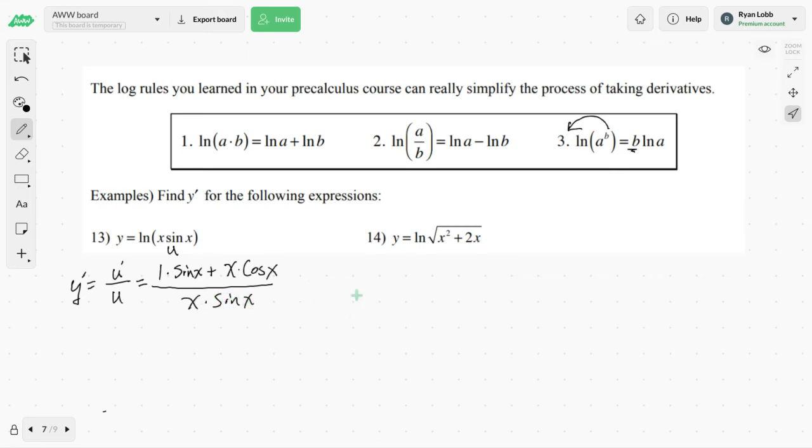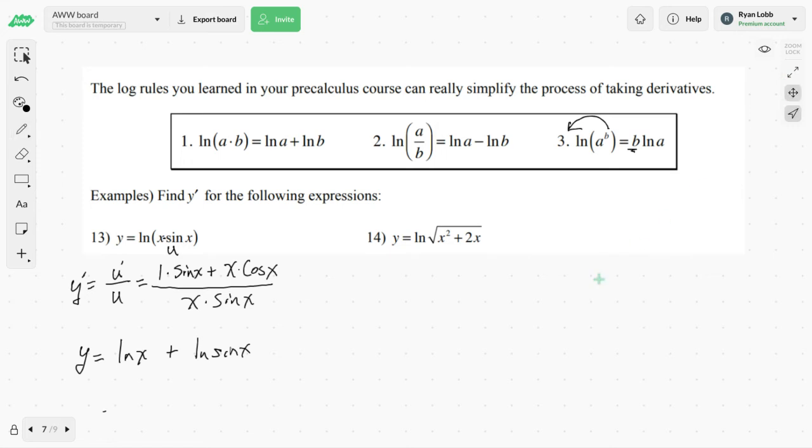Okay, and for that one, it's not too bad. Okay, there's my y prime. That is correct. Sine of x plus x cosine of x over x times sine of x. The other option is, though, to use these log properties to rewrite first ln of x times sine of x, in which case I'd have ln of x times sine of x is equivalent to ln of x plus ln of sine of x. So that's just rewriting y. I didn't take the derivative yet.